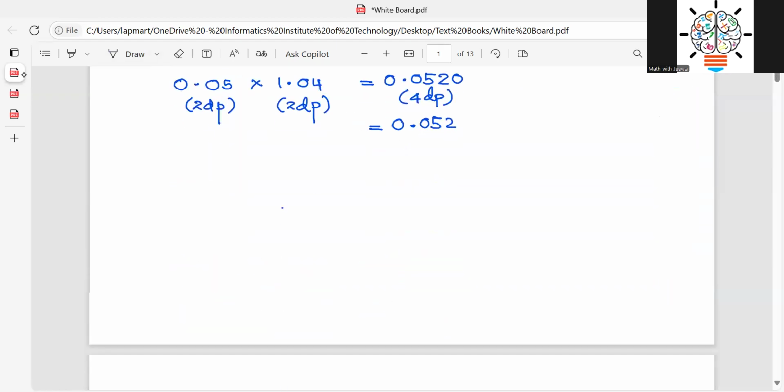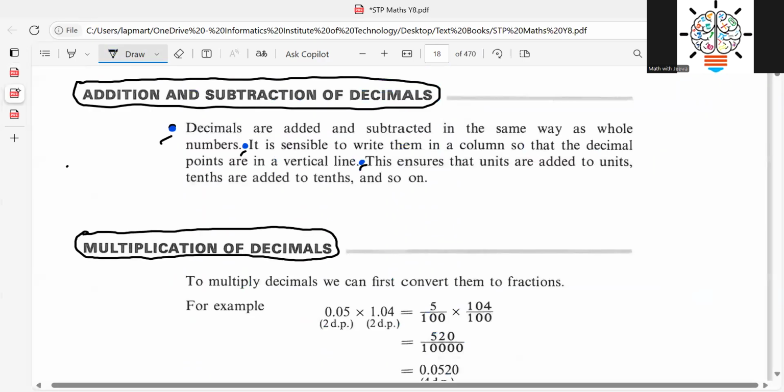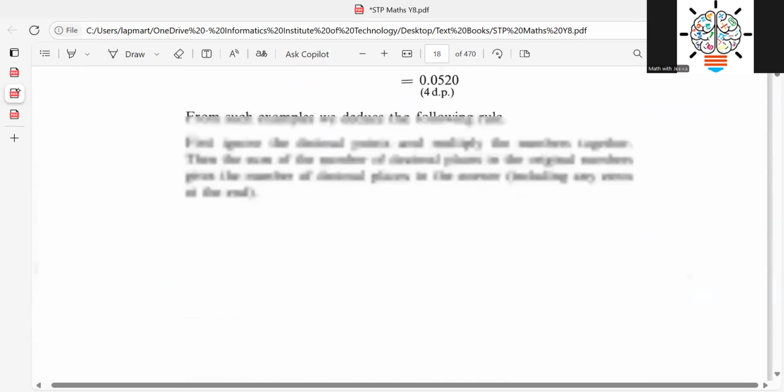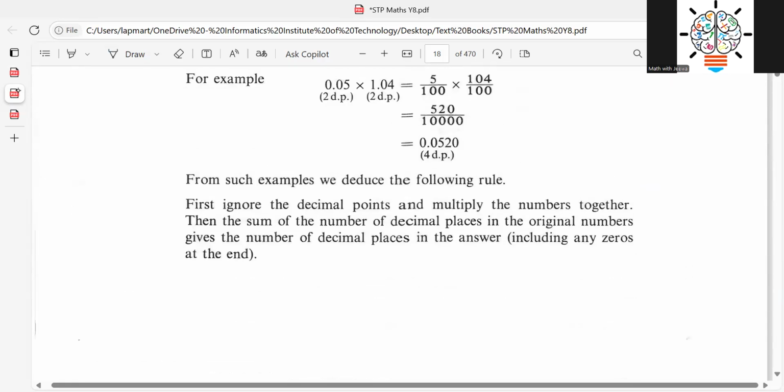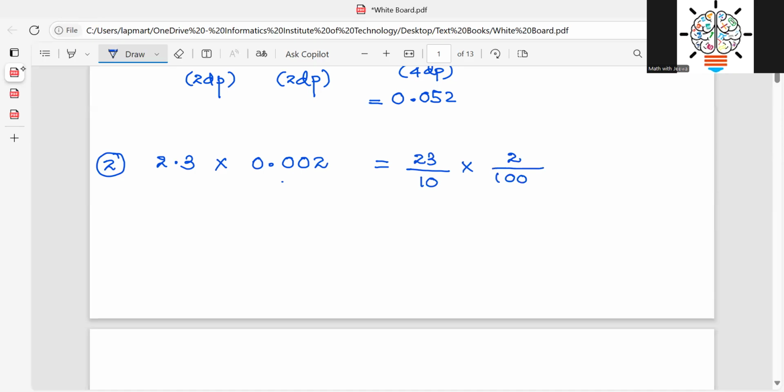So I'll take another example. You can pause the video and copy them down, children. So the next example I want to discuss here, they have given the division. So I'll take another one. Example 2. Let's say you have 2.3 multiplied by 0.002. The first method, what do I do? 23 divided by 10, 2 divided by 1000.